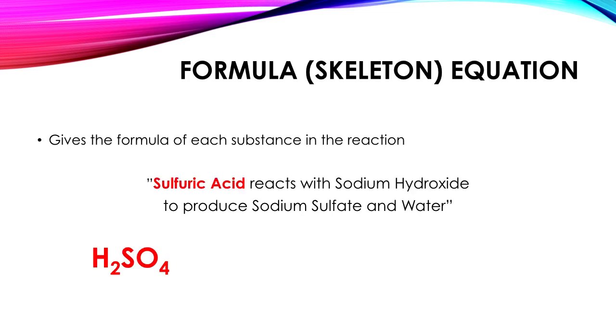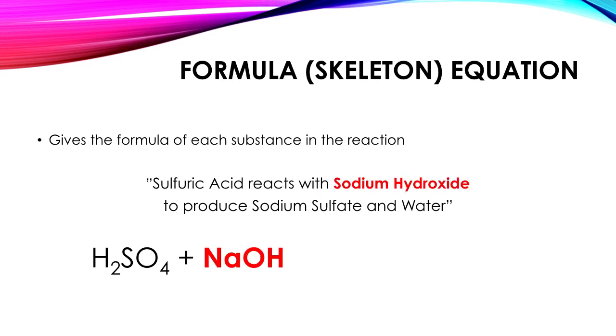So what you would need is you would need to know what the formula for sulfuric acid is, and I hope that you guys all know that sulfuric acid is H2SO4. It reacts with, so we use a plus sign there. The next substance is sodium hydroxide. That formula is NaOH. To produce is an arrow.